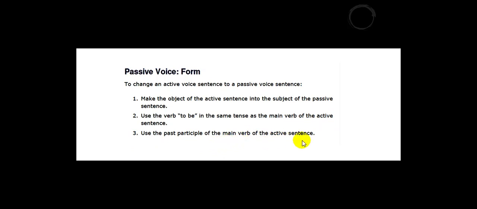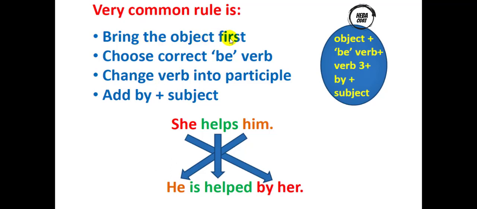Let's have a look at how we do this. So we bring the object first. We choose the correct form of to be verb. We change the verb into the participle, and then we add by plus the subject. So she helps him. Him, I bring it and I put it in the front. Why did the pronoun change here? Here it is an object pronoun, but when I use it in the passive form, it becomes the subject. So the subject form of this pronoun is he. He is a subject pronoun, but him is an object pronoun. Here it was an object, but now it is the subject.